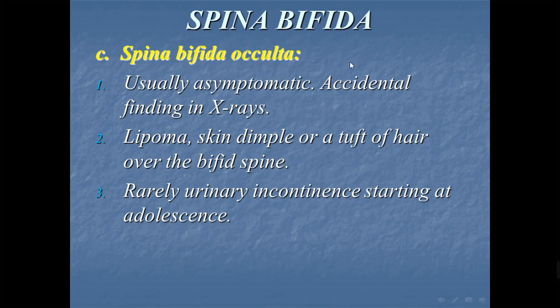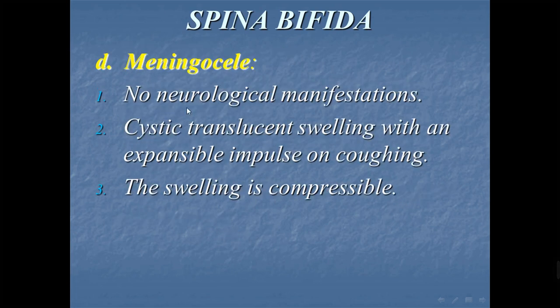Spina bifida occulta, I showed you the pictures of it, is usually asymptomatic, an accidental finding on X-ray or by examination: lipoma, skin dimple, tuft of hair over the bifid spine, or abdominal pigmentation. Rarely, urinary incontinence starting at adolescence can also be seen. Meningocele has no neurological manifestations: a cystic translucent swelling with expansile impulse on coughing. The swelling is compressible. I mean, if you compress it, it disappears, then it comes outside again.